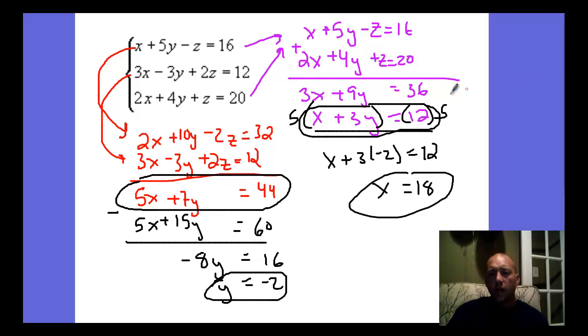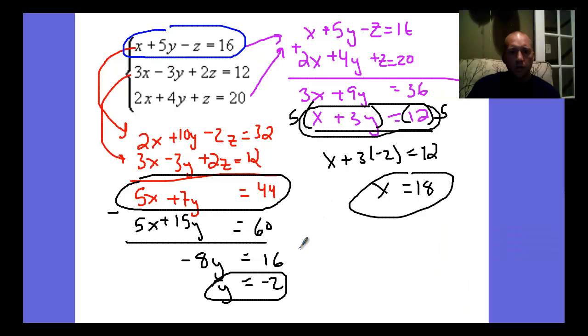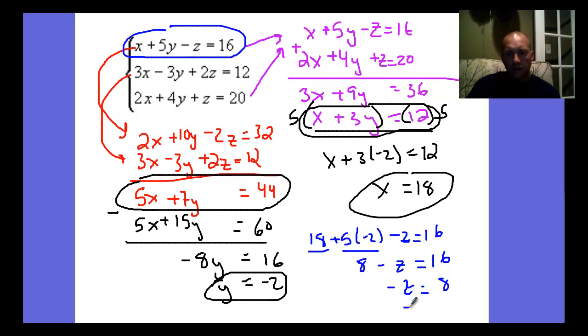I've got to do it one more time. I've got to plug them both back into an equation that has x, y, and z. So let's choose this top equation because the x and z have no coefficients, which is kind of nice. So when I plug it in, we have x is 18 plus 5 times y, which is negative 2, minus z, which we're going to solve for, equals 16. So we have 18 minus 10, so we have 8 minus z equals 16. So negative z is 8, so z is negative 8.